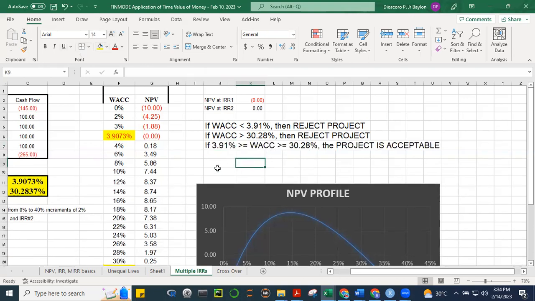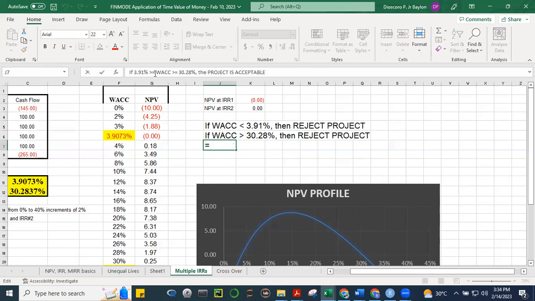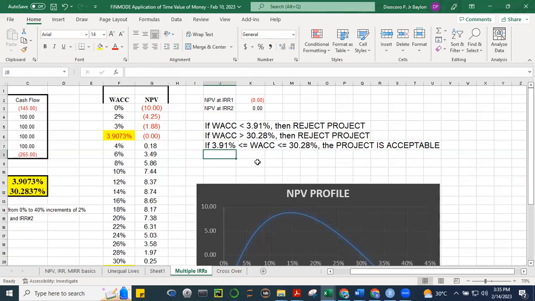Okay, di ba to? If WACC is greater than, tama ba yung ano ko? WACC is, mali yata. I think this should be WACC is greater than or equal to, and then less than or equal to yun. Sorry. Yun ang tama, no? If WACC is between 3.91% and 30.28%, then the project is feasible.